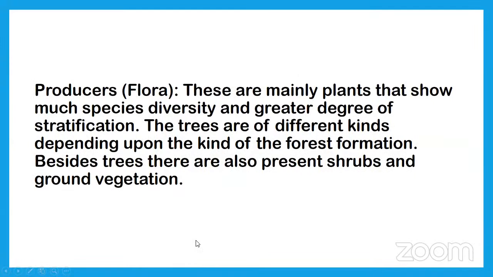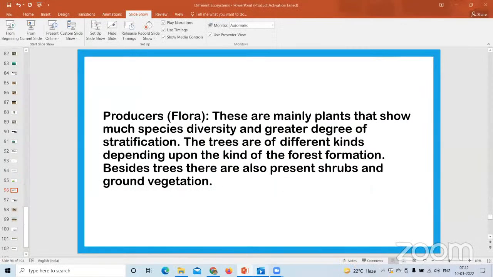Okay, here are the producers in the forest ecosystem. I want to show one video about producers.